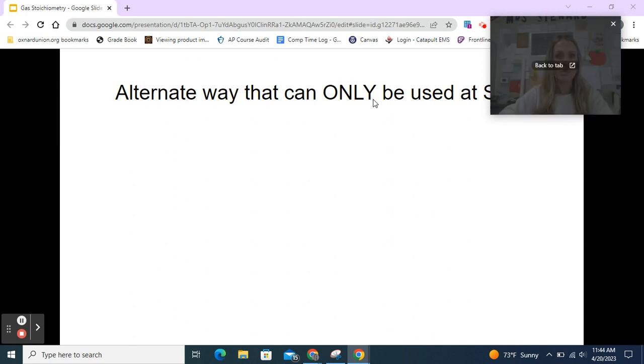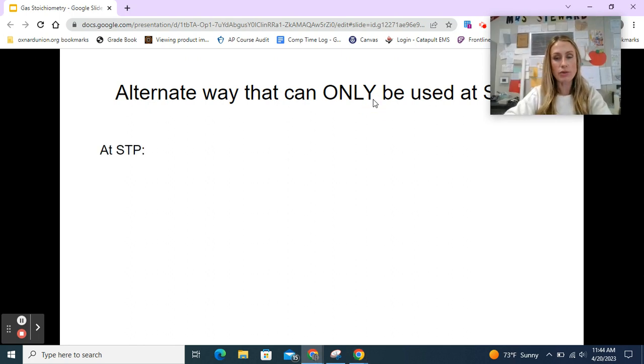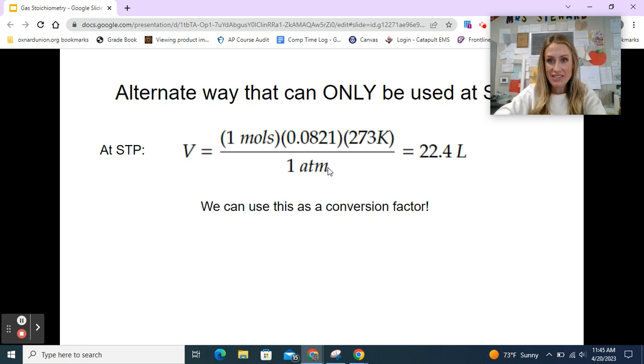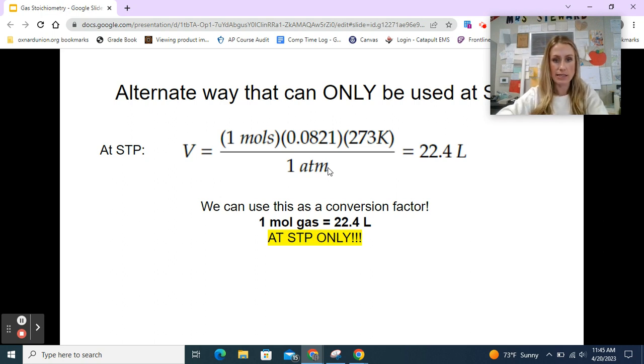All right. Now, the reason that we can only use this way at standard temperature and pressure is because at standard temperature and pressure, if I solve for the volume of 1 mole of gas, again, R is always constant, standard temperature is 273, standard pressure is 1 atmosphere, I get that 1 mole of gas is equal to 22.4 liters. So because I know this, I can use this as a conversion factor. 1 mole of gas equals 22.4 liters. But again, this is at standard temperature and pressure only. So you cannot use this always. You can only use it at STP.